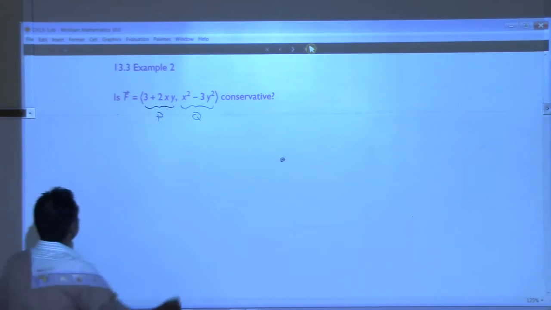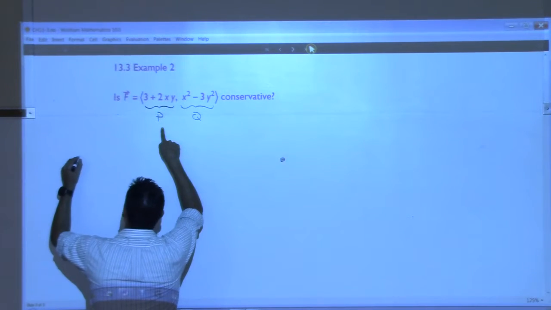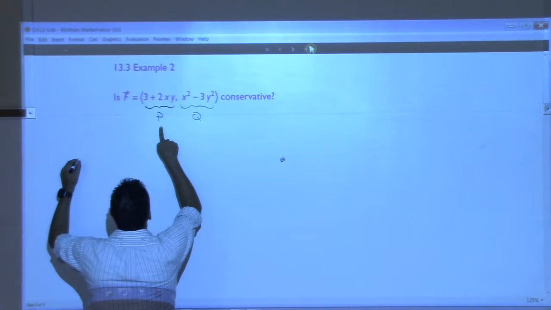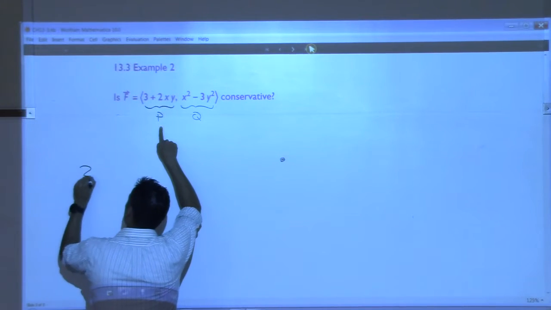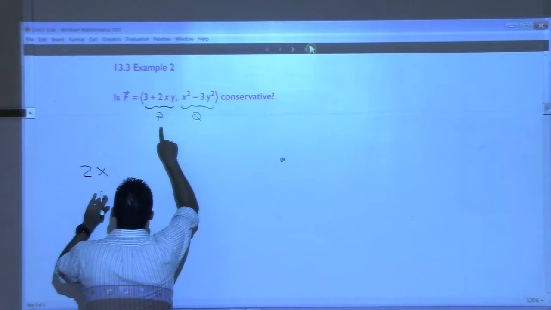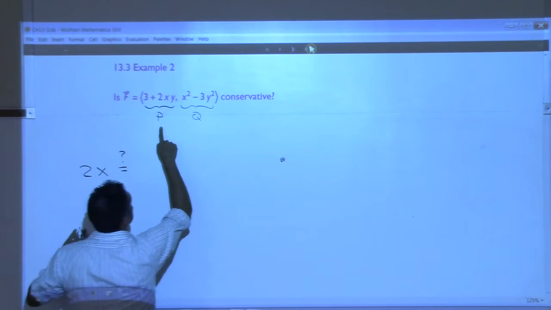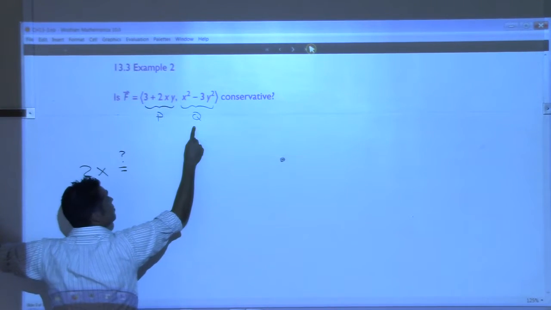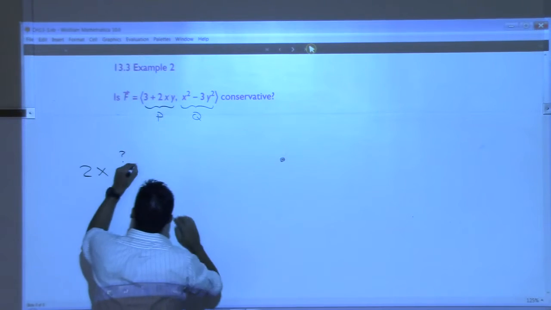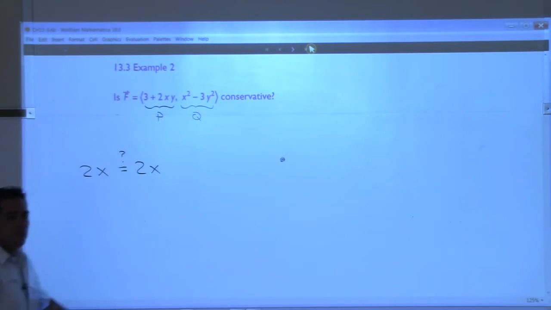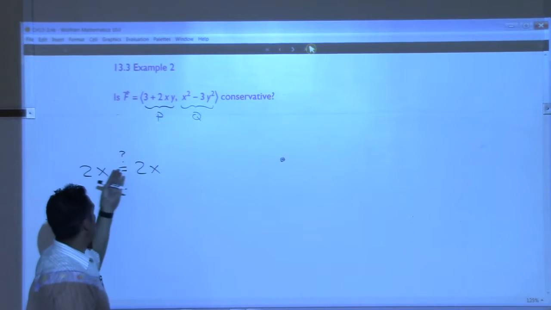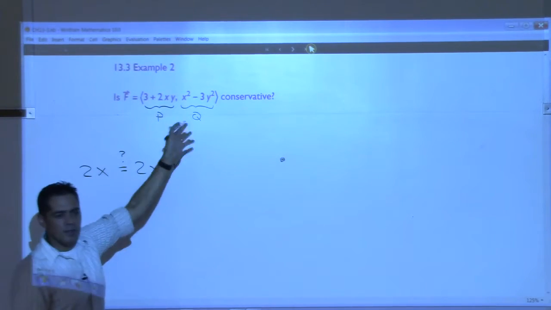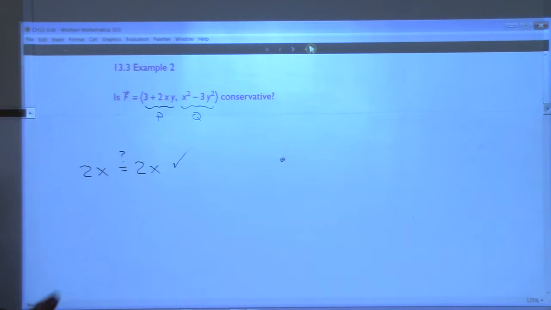We could take the partial of P in terms of Y. So what is the partial of P with respect to Y? That's 2x. Okay. And then the question is, is that equal to the partial of Q with respect to X, which is 2x? Yes. That's partial P with respect to Y, partial Q with respect to X. Check. This is a conservative vector field. That's it. There's nothing else.